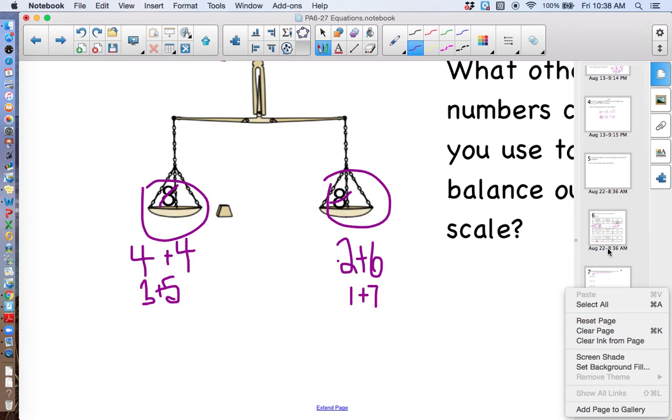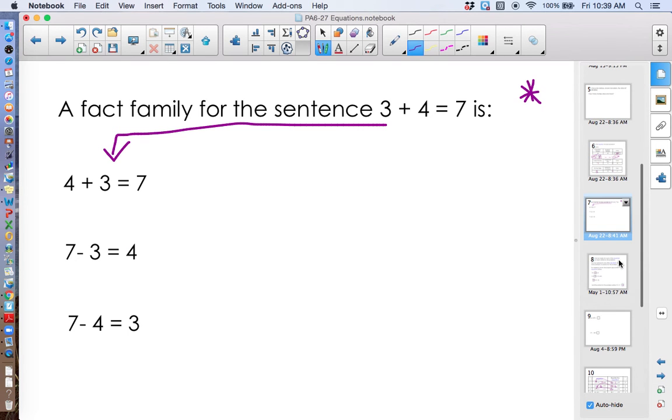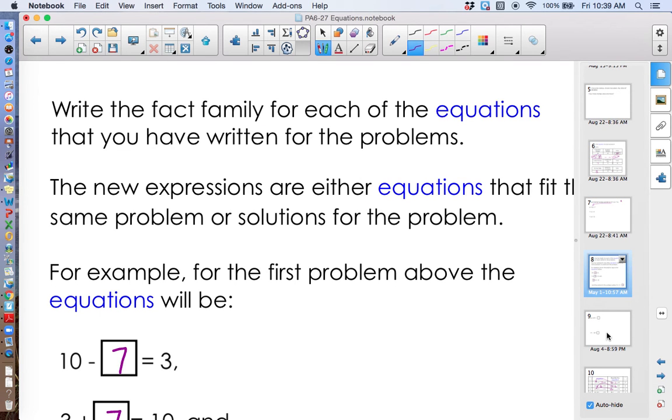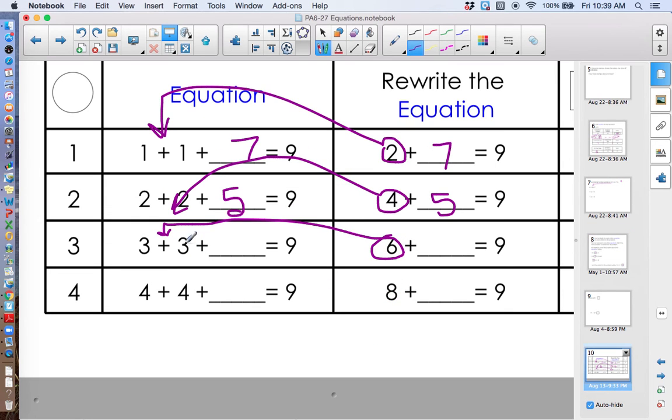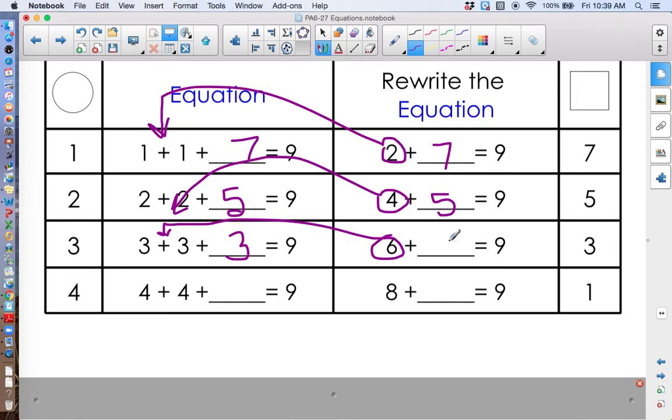Where were we? Here we are. Okay. 3 plus 3 is 6, plus 3 is 9. 4 plus 4 is 8, plus 1 is 9. 8 plus 1 is 9.